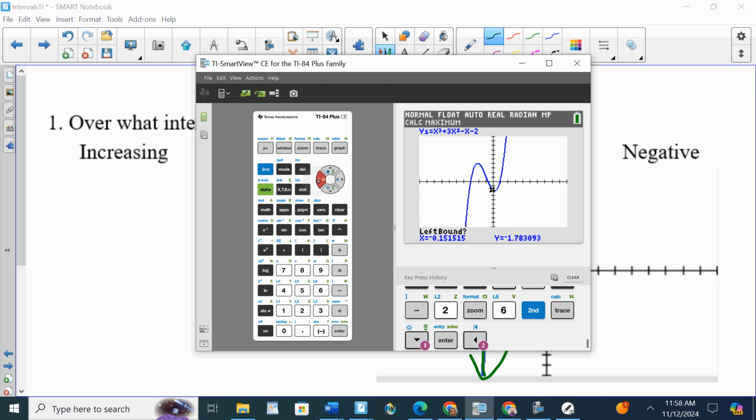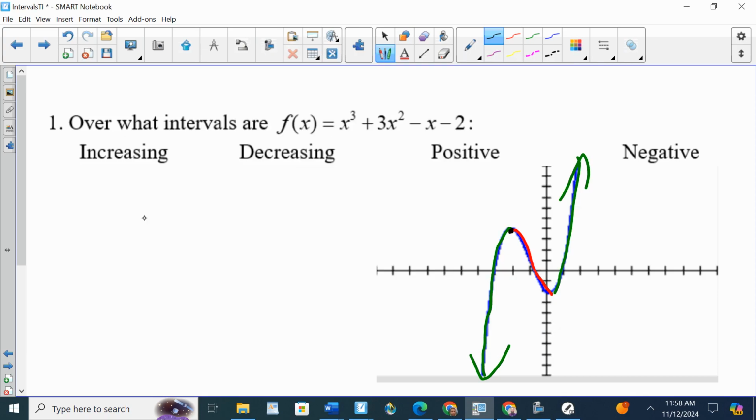I'm going to go to the point that I'm trying to find. It says left bound, so I move my cursor to the left, enter. It says right bound, so I move my cursor to the right, enter, enter. I got negative 2.2, 4.1. So this is negative 2.2, comma, 4.1.